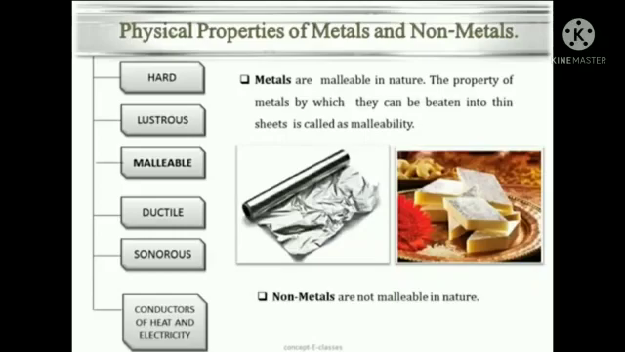And also we all are familiar that the aluminium foil which we use for wrapping our food, and the silver foil which we use for decorating some sweets, as you can see from the picture. These are all the examples of the malleability in metal. And non-metals are not malleable in nature. They will form a powdery mass.